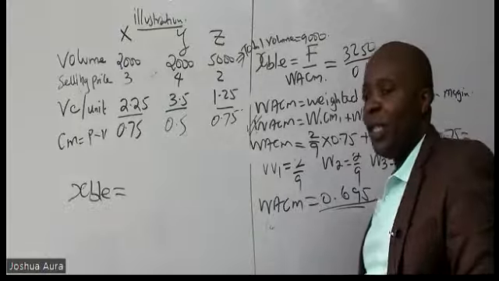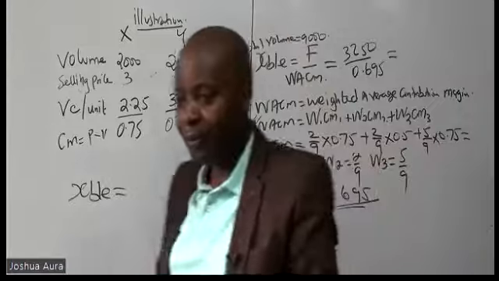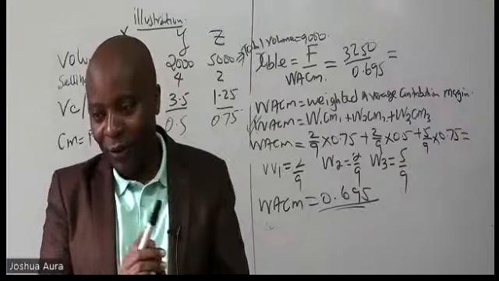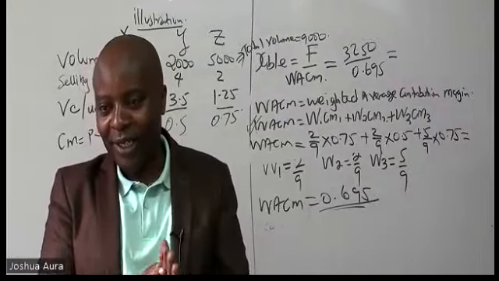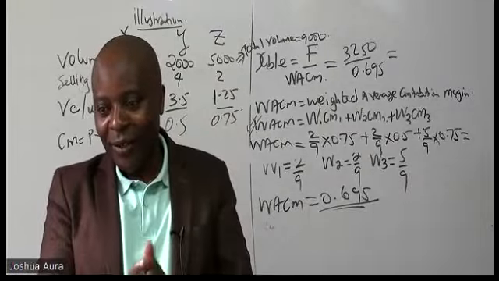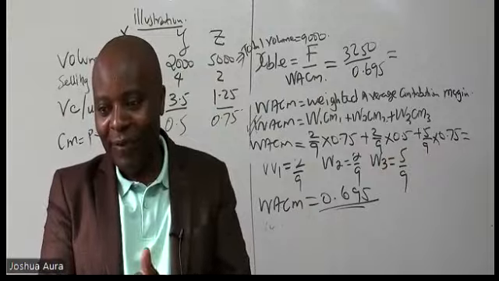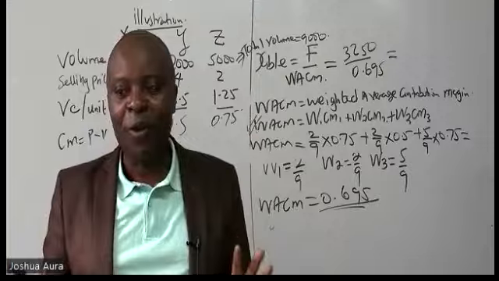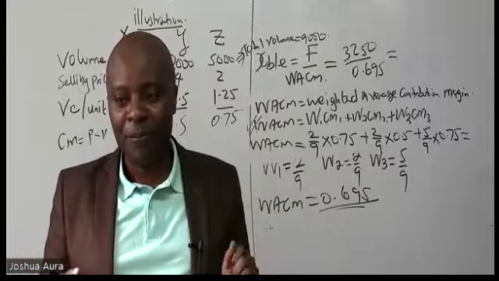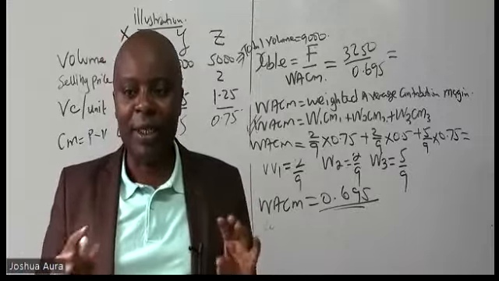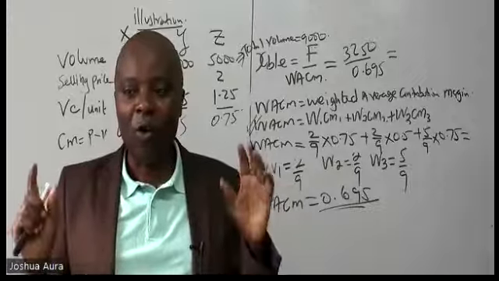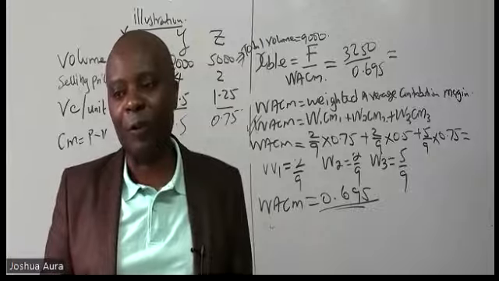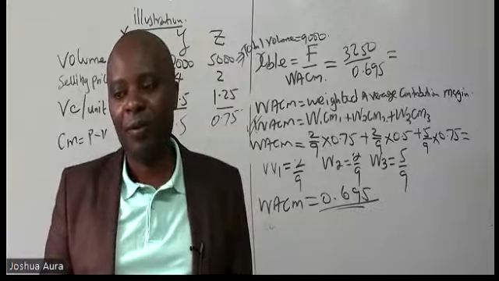So what figure are we getting here at the end of the day? They're getting 4680. You can see rounding off errors in terms of WACM will always give problems. Actually, among all the things I teach, I know WACM is very sensitive to rounding off.